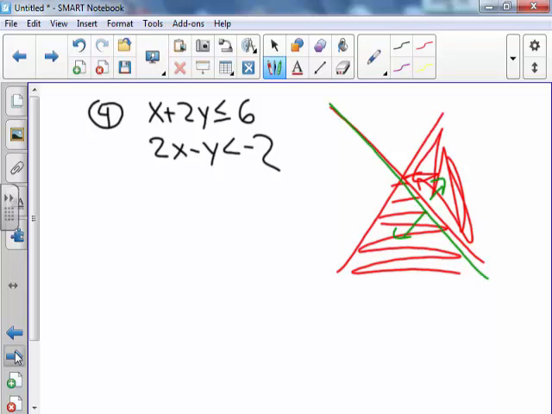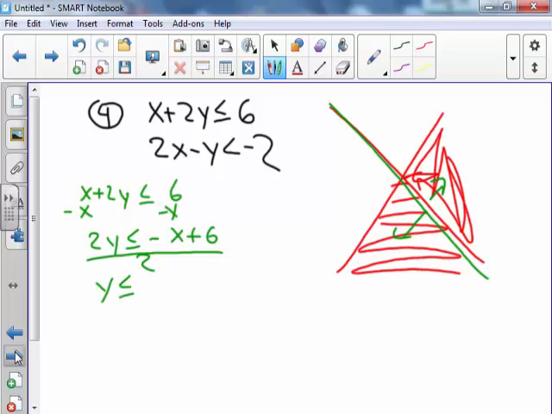So I went through and I solved both of these for y. So I've got x plus 2y is less than or equal to 6. I'm going to subtract x from both sides. I got 2y is less than or equal to -x plus 6. Divide everything by 2. I got y is less than or equal to -1/2 x plus 3. So now we look at both of these, and we know the line with a negative slope should be shaded below. So when we look at that, both lines with a negative slope are shaded below for A and B, so we have to continue on and solve the other inequality.